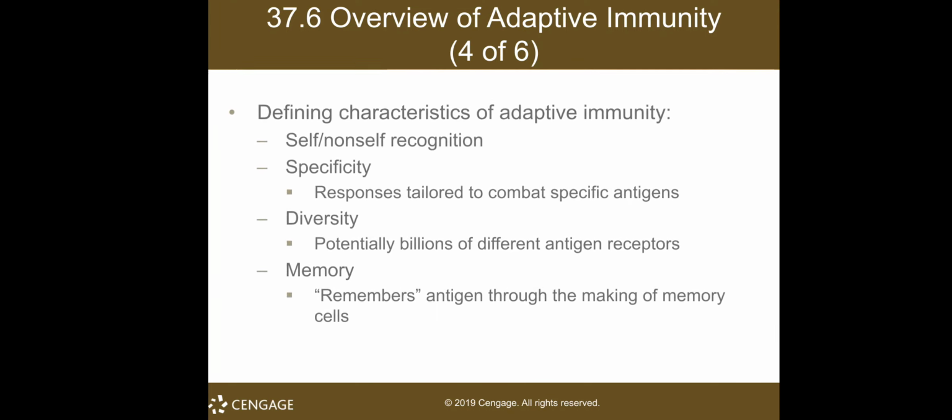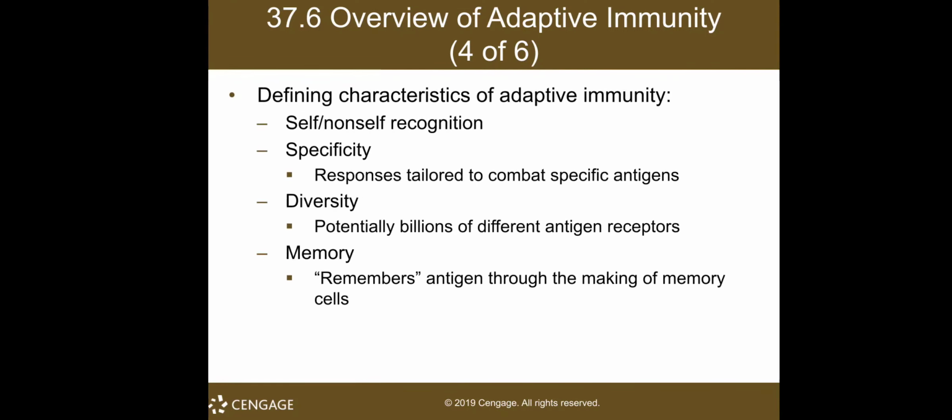off this pandemic. So defining characteristics of the adaptive immunity: we have the self versus non-self recognition by virtue of the T cell receptors and the antibodies. They're highly specific, so their responses are tailored to combat specific antigens. That is also why they act slowly, and that is why vaccines are the tools that actually help our immune system protect us.